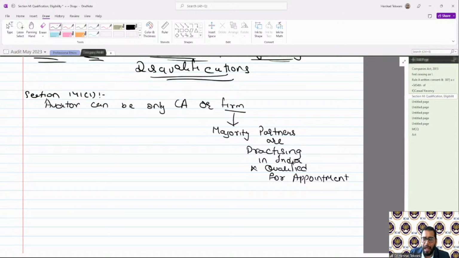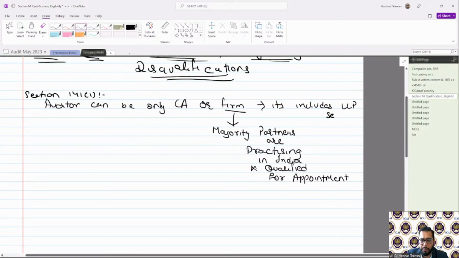Now subsequently it says that where a firm is there, an LLP is part of that firm. So whenever we talk about a firm, it includes LLP. So a firm including LLP can also be appointed as an auditor. Now, this was the basic on who can be appointed as an auditor.